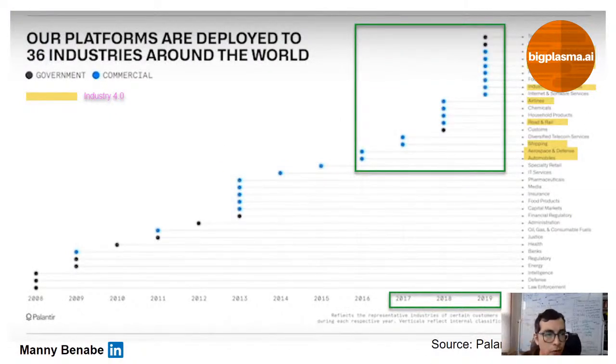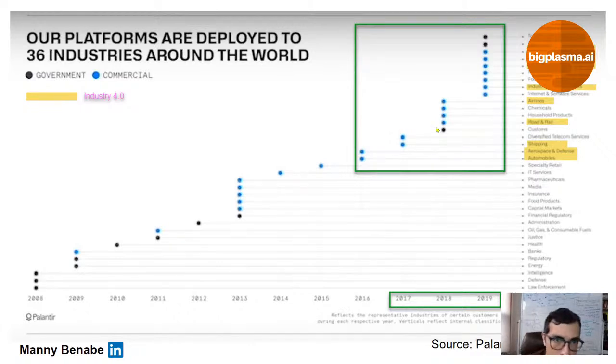So this is a slide from their investor day last year. I should have mentioned that they went public last year, so we're going to be able to take a look at some of their financials if we have time. But as you can see, the blue lines represent their activity within the commercial space. And then I've just highlighted some of the more 4.0 types of industries.